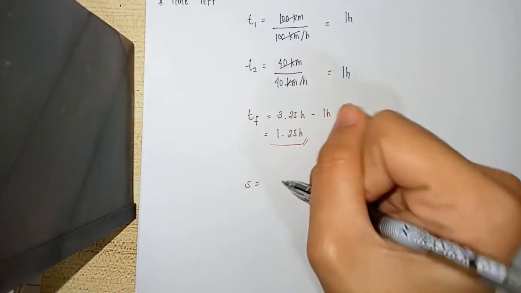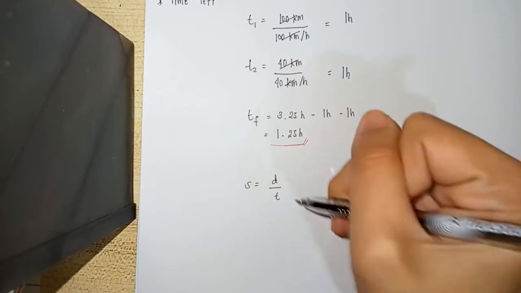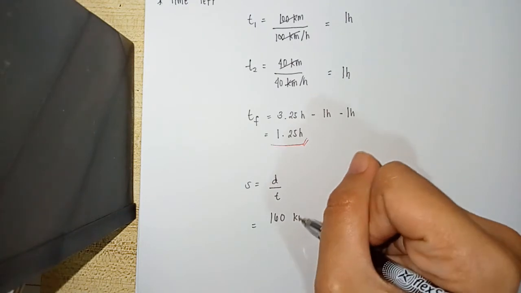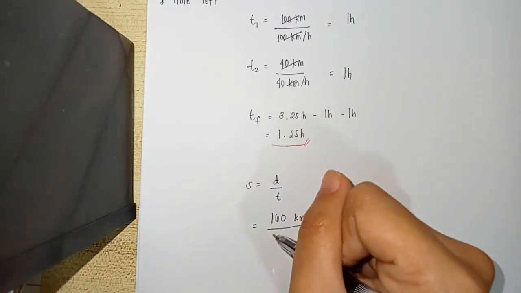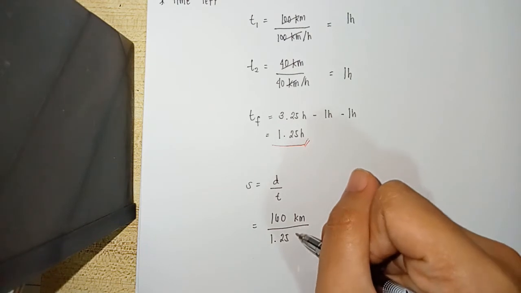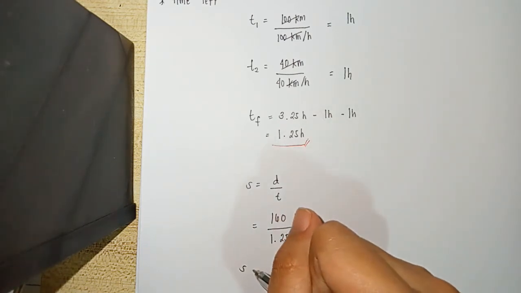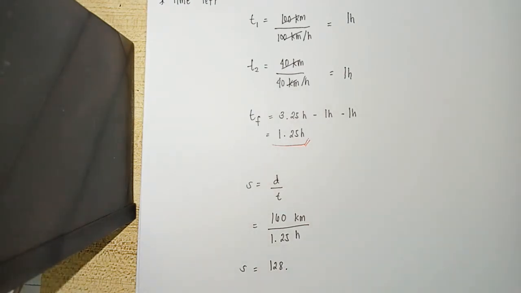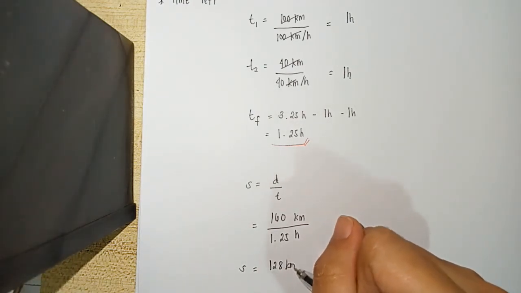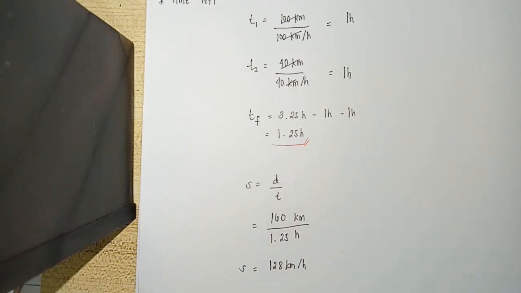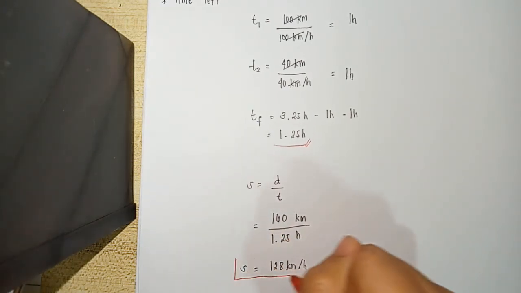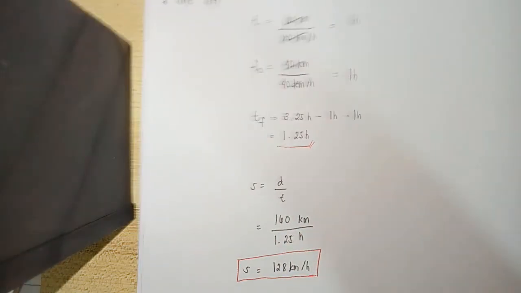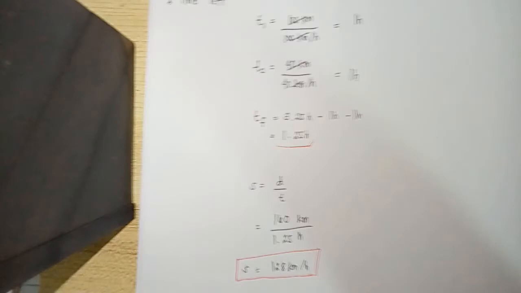Let's go back to the formula. S is equal to D over T. Our distance is 160 kilometers. Our time is 1.25 hours. So, the least speed needed for the rest of the trip to arrive at the interview is 128 kilometers per hour. So that will be our final answer.